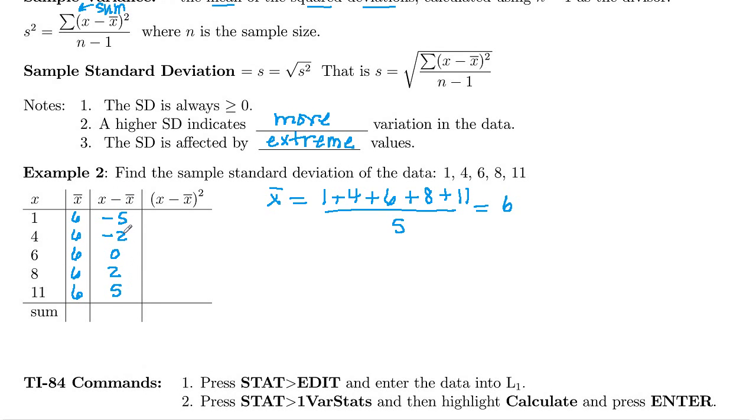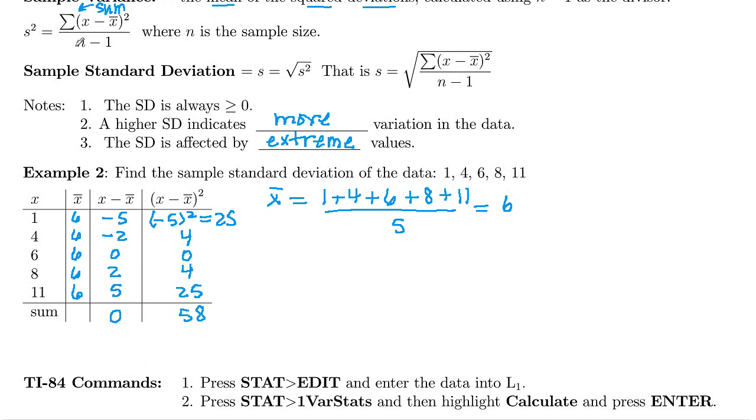Now notice here we've got a deviation total of 7 below the mean and 7 above the mean, so this sums up to 0. That's why we squared this, because if we didn't square and just added up the deviations, we'd always get 0. So now we square all these numbers. Negative 5 squared is 25. Negative 2 times negative 2, 4. 0 squared, 0. 2 squared, 4. And 5 squared, 25. So that gives us a sum of 58.